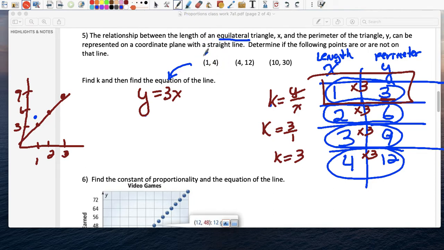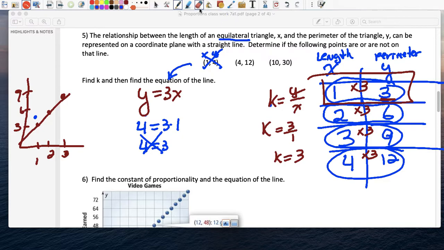So remember, this is the x and this is the y. So let's substitute. For y, I'm going to put 4. For x, I'm going to put 1. So I get 4 equals 3 times 1, which is 3. Are they equal to each other? No. So 1 and 4, not on the line. No está en la línea.